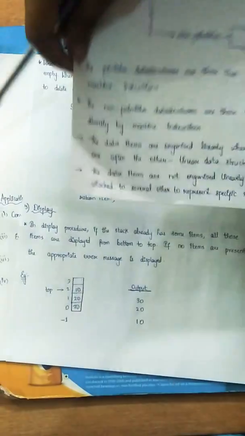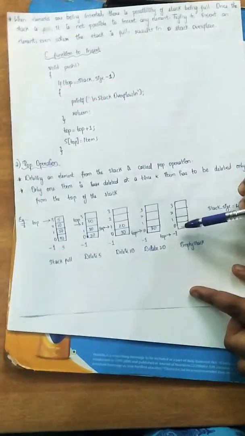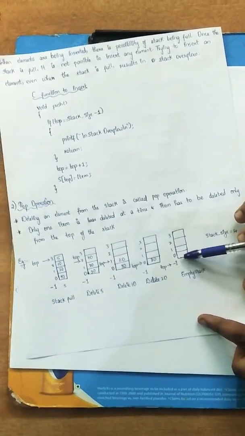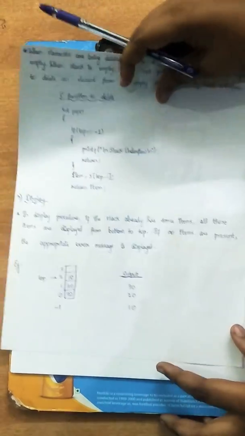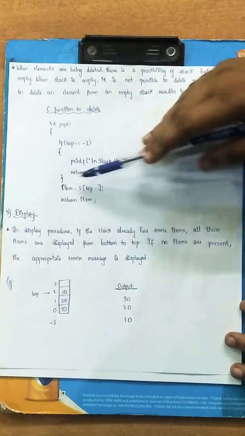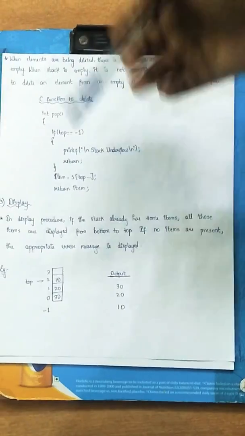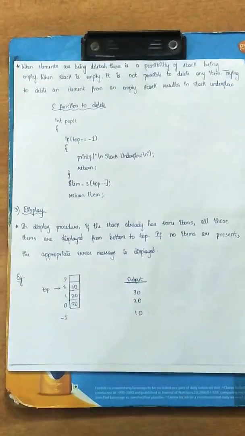Because if top is already at -1, then the top already points to empty and we cannot delete further. Hence it prints a statement saying stack underflow and we return. If this is not the case, then the item we are going to pop is at the top. We decrement top by 1 and return the item, which means we pop it.